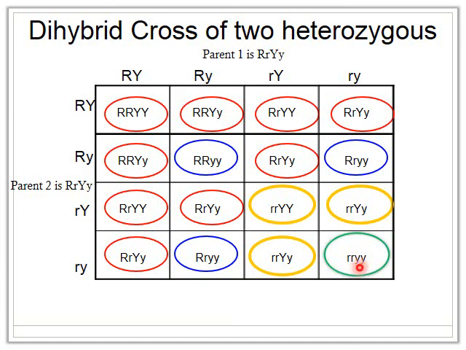So this is how you get this 9 to 3 to 3 to 1 ratio of phenotypes. And so it's just kind of expanding on that 3 to 1, but a little bit more complex. I hope that makes sense. I would do another one of these, but it's very time consuming.